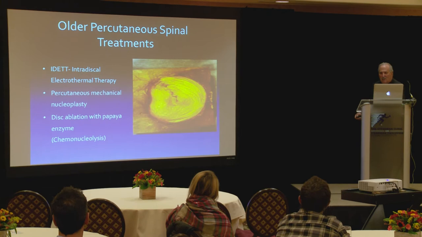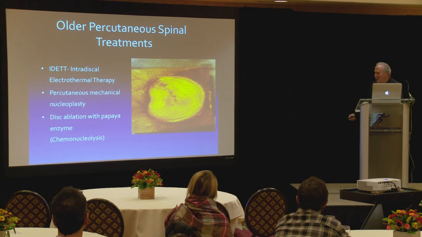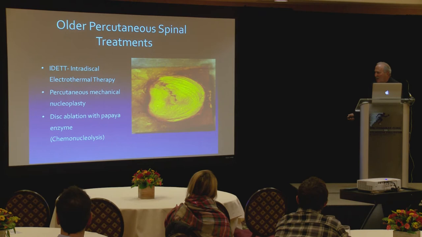Doesn't make any sense to me, but it's still around. And then finally, there's the old chemonucleolysis, disc ablation with papaya enzyme. The nucleus of the disc will break down to liquid under the influence of papaya enzyme. The only problem is if it leaks out into the back of the canal, this papaya enzyme also dissolves the spinal cord. And so there's points off if you do that. And so obviously they've eliminated that, even though it was quite popular for a while.